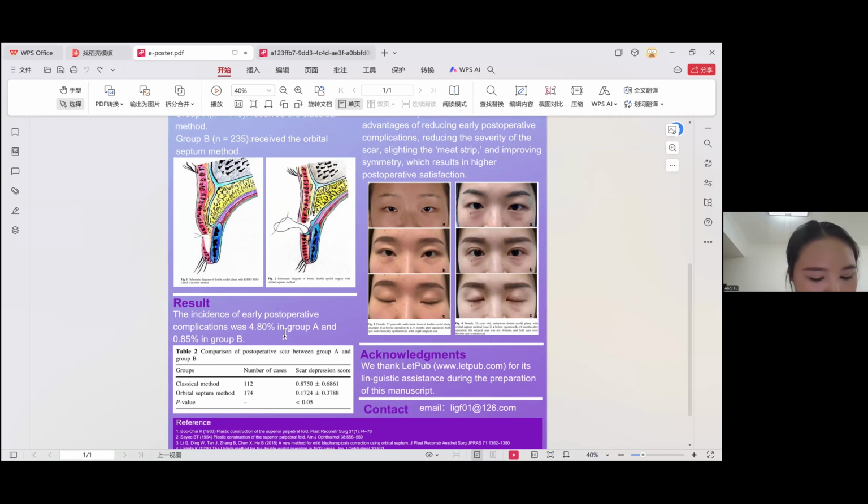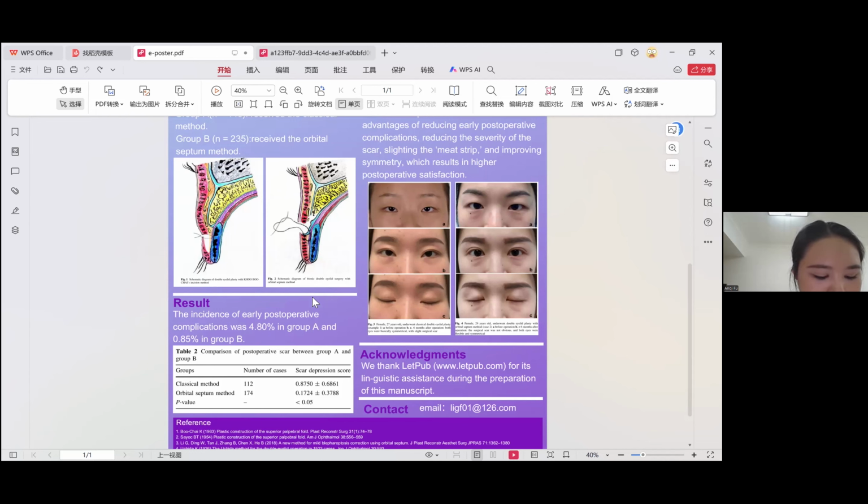Results: we evaluate from early post-operative complications, long-term post-operative effect, scar depression, and mid-strip below the double eyelid line. These results show that compared to the classic double eyelid surgery, the orbital septum method achieves higher post-operative satisfaction. In summary, the orbital septum method emphasizes the preservation of the orbicularis oculi muscle, removes the loose adipose tissue below the orbicularis oculi muscles, and has the effect of preventing concavity.